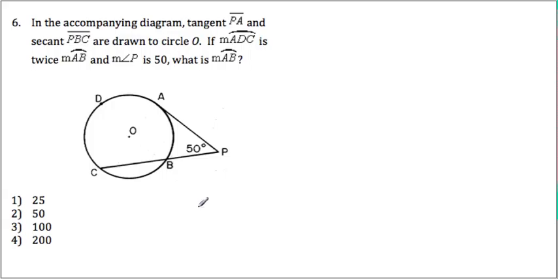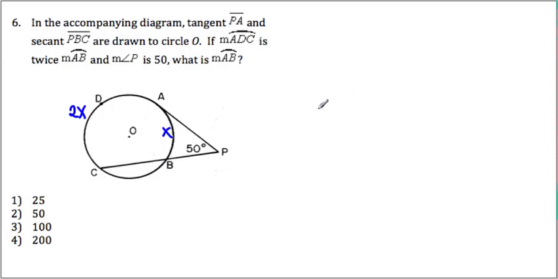Alright, so in this case, what if we have a secant and tangent line, or sometimes two secant lines? The relationship is outer minus inner divided by 2, but in this case, let's look into this one. Here, if the measure of arc ADC is twice that of AB, I can call this one 2x, and this one x. And the measure of the angle P is 50. What is the measure of arc AB, which is x?